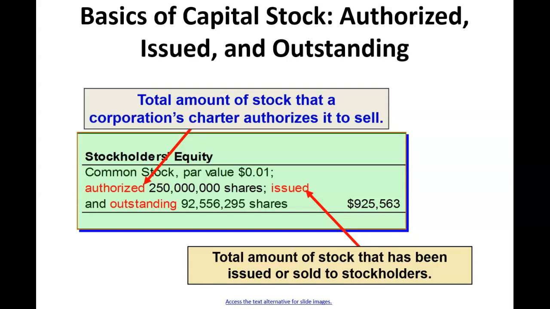Notice that this corporation's stock has a penny par value. Low par value stocks are normal in business. Also notice the math on this. 92,556,295 shares issued and outstanding, times the penny par value, equals $925,562.95, which is rounded to the nearest dollar for financial statement presentation.